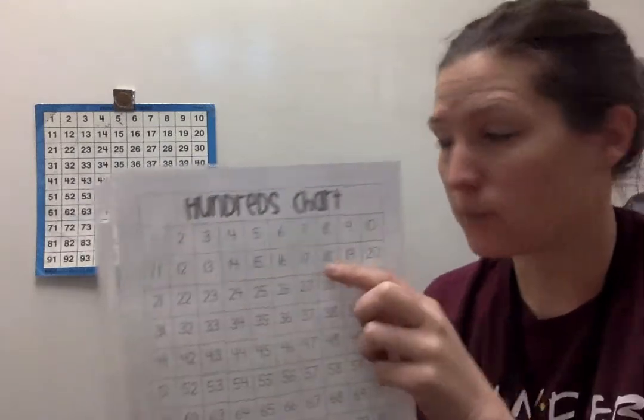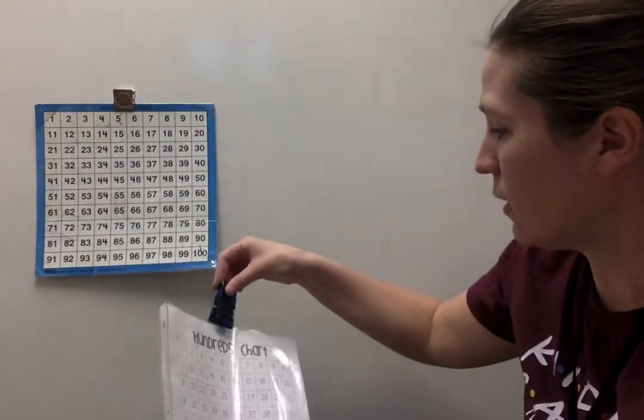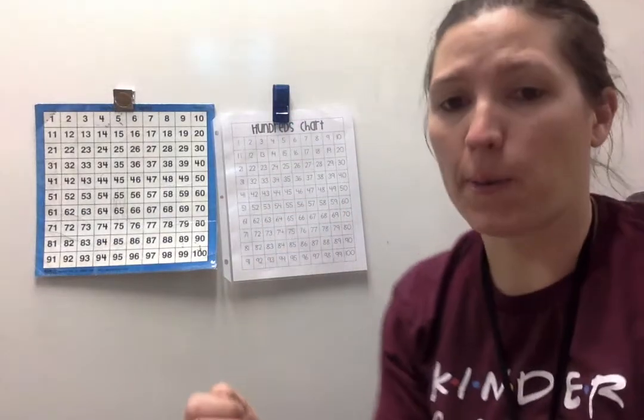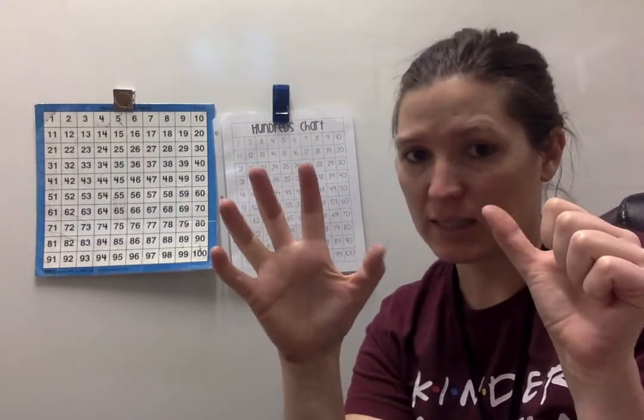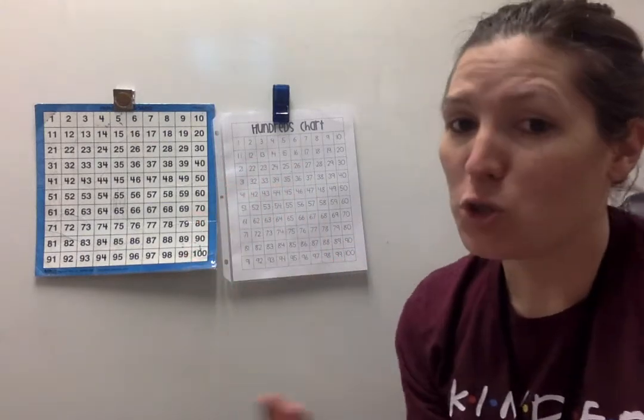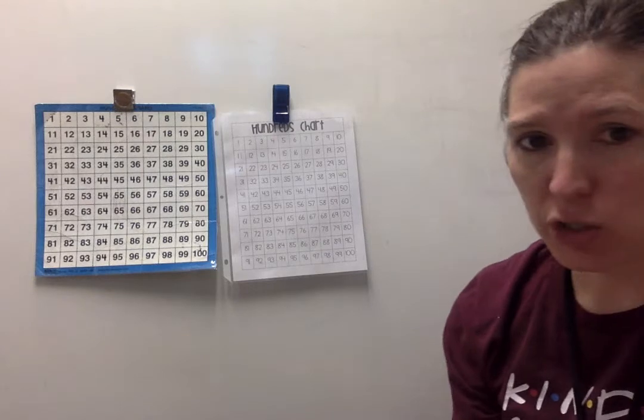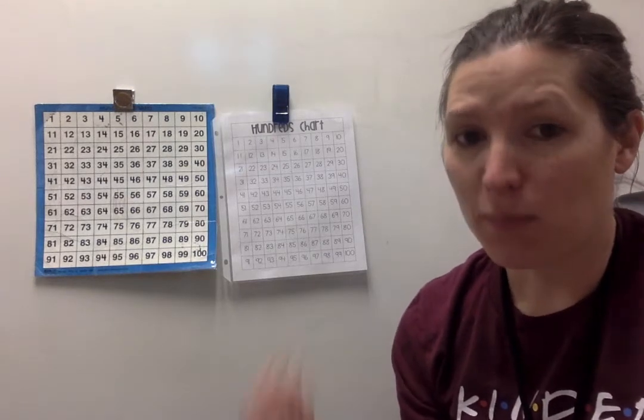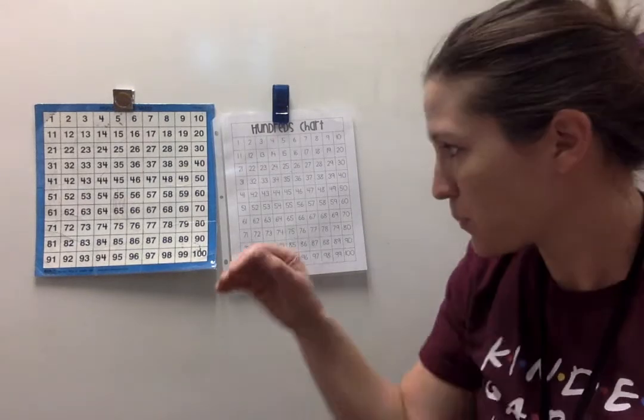You can use your fingers. So if I'm using my fingers to help me count, 1, 2, 3, 4, 5, 6, 7, 8, 9, 10, I can start over. 11, 12, 13, 14, 15, 16, because there's 6 here, 17, there's 7 here, 18, 19. So you can use your fingers as a tool or a strategy to help you remember your teen numbers.